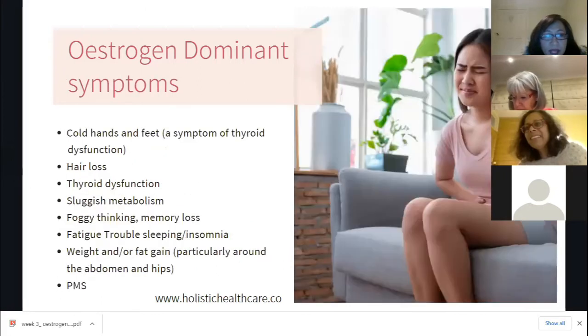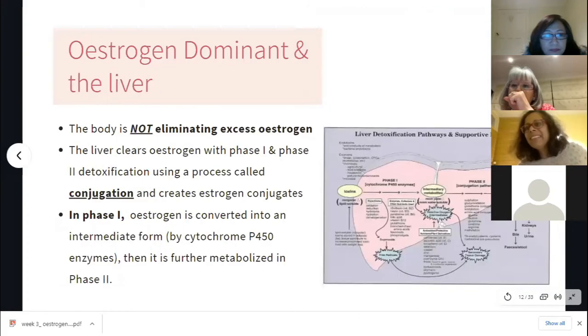Other symptoms include hair loss, thyroid, because estrogen also works with thyroid. So you might get thyroid dysfunction, sluggish metabolism, weight gain, or resistant weight loss. You might not be able to lose weight despite what you do. Memory and foggy thinking, that's always an issue with estrogen and hormone problems. Fatigue, insomnia. So many people have sleeping problems and insomnia, and PMS as well.